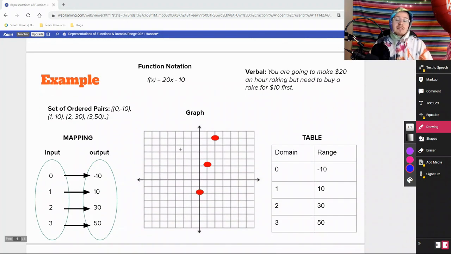So here's an example of a bunch of examples. If you're given a set of ordered pairs, or let's say you start with a function notation, and I will have a separate video on what function notation is and how to use it. But a function notation is f of x equals 20x minus 10. So this equation basically says if you put an x into this function, if you put in an input, what we're going to do is we're going to times that input by 20 and then subtract 10.